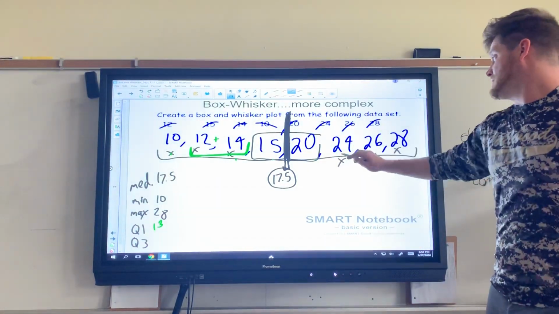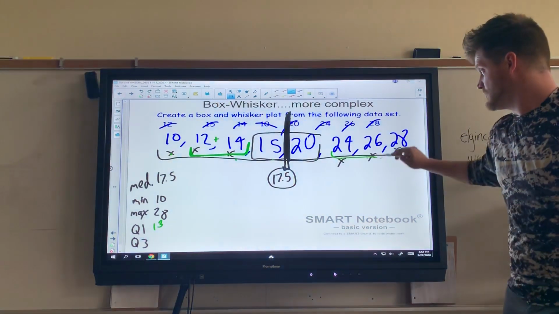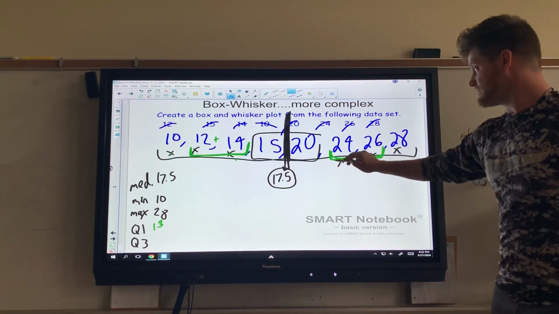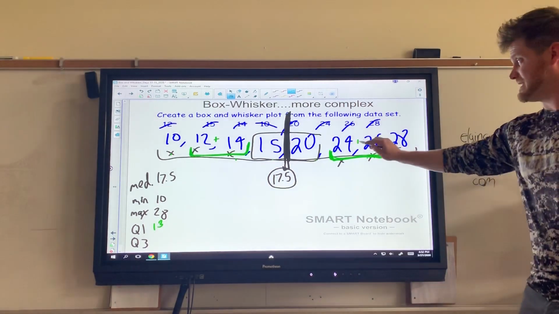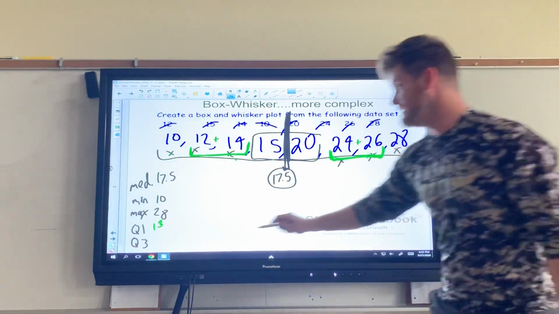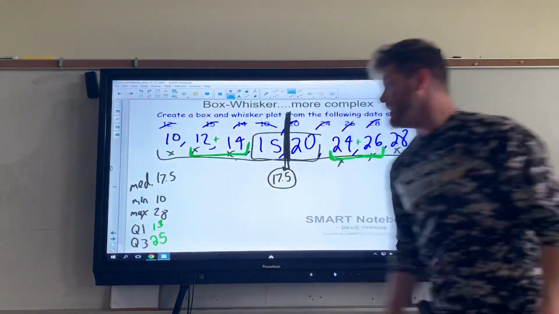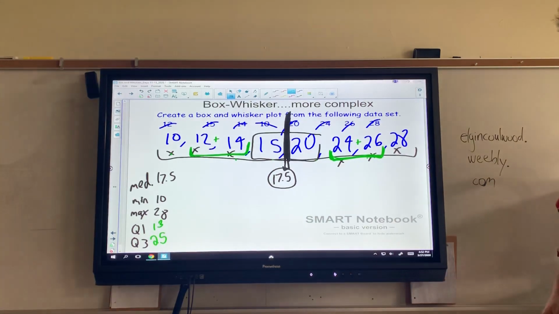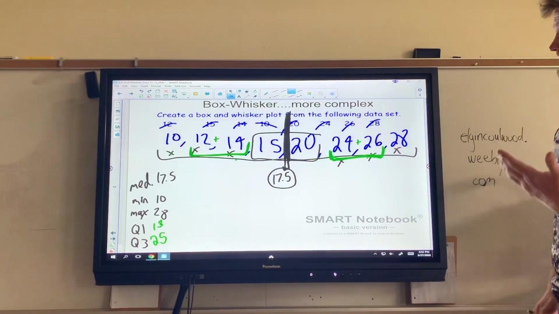Over here we have 20, 24, 26, 28. The two middle numbers are 24 and 26. Add those together. 24 plus 26 is 50. 50 divided by 2 is 25. Or just think what's in the middle of 24 and 26. We get 25. Once we have this data set, we are good to go in order to construct this box and whisker.